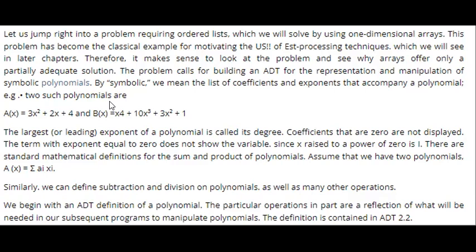We begin with an ADT definition of a polynomial. Particular operations in part are a reflection of what will be needed in our subsequent program to manipulate polynomials. So we'll go for an example, or go for the program, to see how it works.